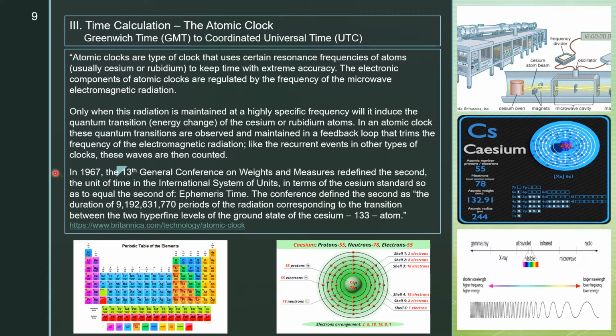In 1967, the 13th General Conference on Weights and Measures redefined the second, the unit of time in the International System of Units, in terms of the cesium standard so as to equal the second of ephemeris time. The conference defined the second as the duration of 9 billion, as we saw earlier, 192,631,770 periods of the radiation corresponding to the transition between the two hyperfine levels of the ground state of the cesium 133 atom.